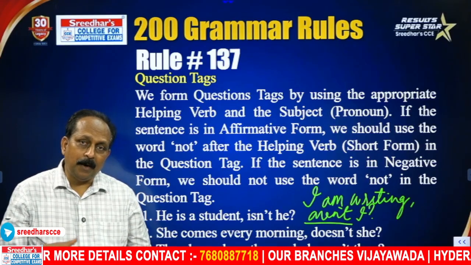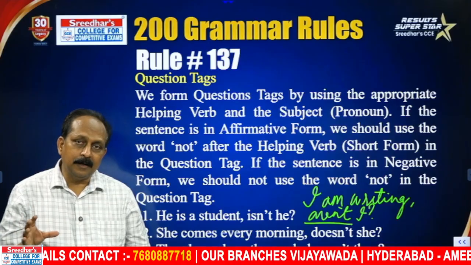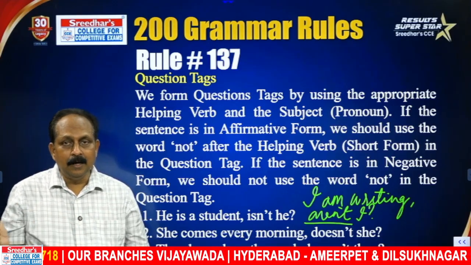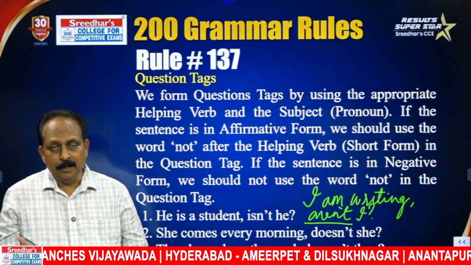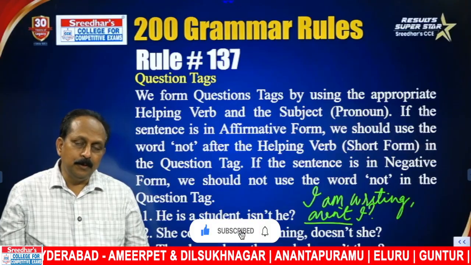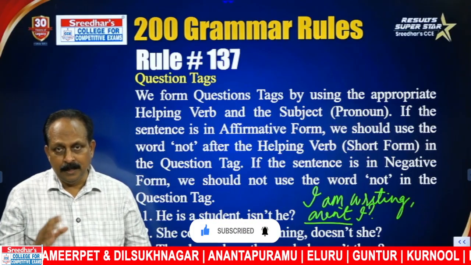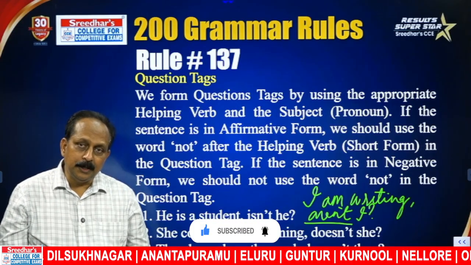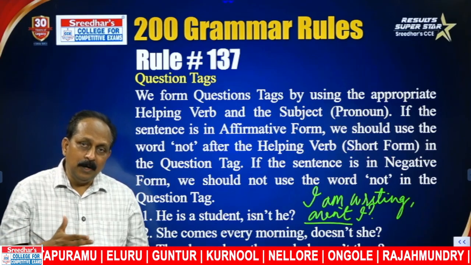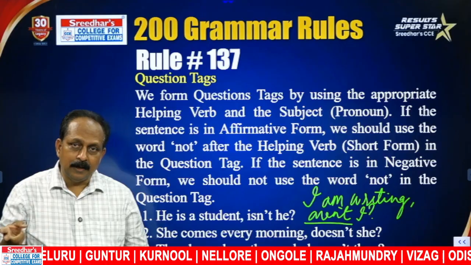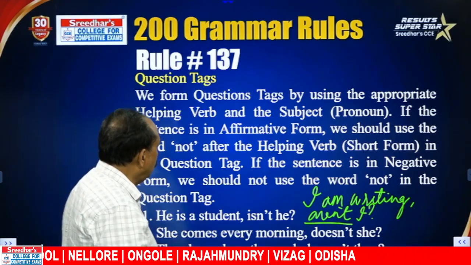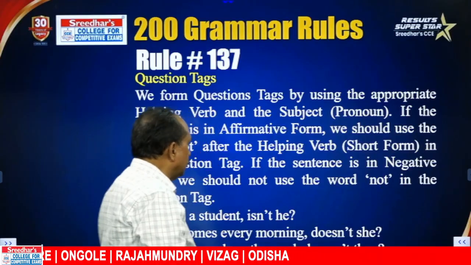Coming to past perfect continuous, same tags. They had completed the work, hadn't they? They hadn't completed the work, had they? Had, hadn't, same tags. Future perfect tense and future perfect continuous, same tags. They will have reached Bangalore by this time tomorrow, won't they? And they will have been playing cricket for 2 hours at this time tomorrow, won't they? Same tags. Let us go to rule number 137.